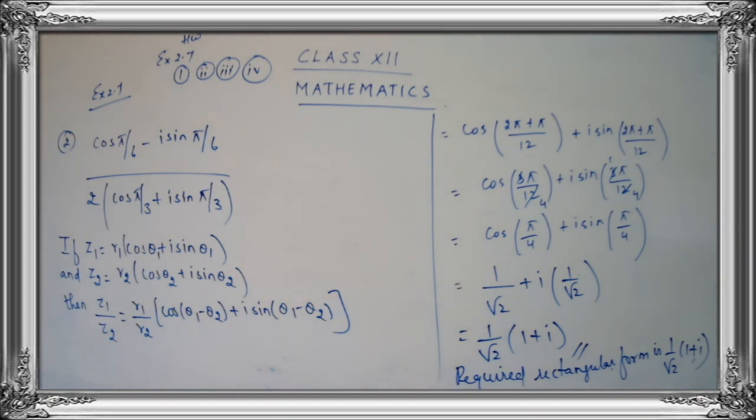r2 cos theta 2 plus i sin theta 2. And if you divide, what you get? r1 upon r2 cos of theta 1 minus theta 2 plus i sin of theta 1 minus theta 2. Okay children, so we are just going to apply the property and we are going to get the answer.